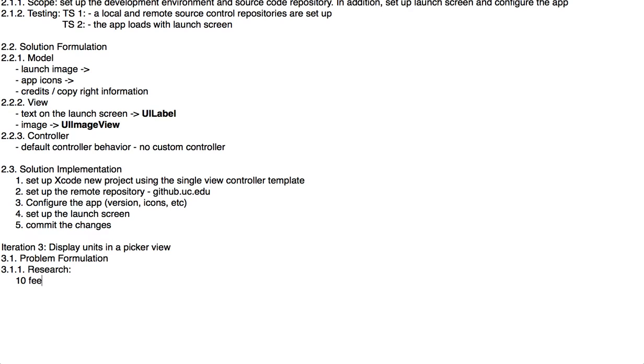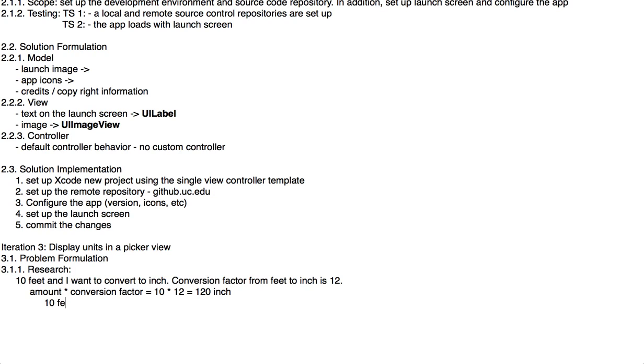If I have 10 feet and I want to convert that to inch, I need to find something called a conversion factor, and then learn that the conversion factor from feet to inch is 12. So to convert from feet to inch, I multiply the amount by the conversion factor. So this means the amount, which is 10, multiplied by the conversion factor, which is 12. That gives me 120 inch. So I can then say that 10 feet equal 120 inch.